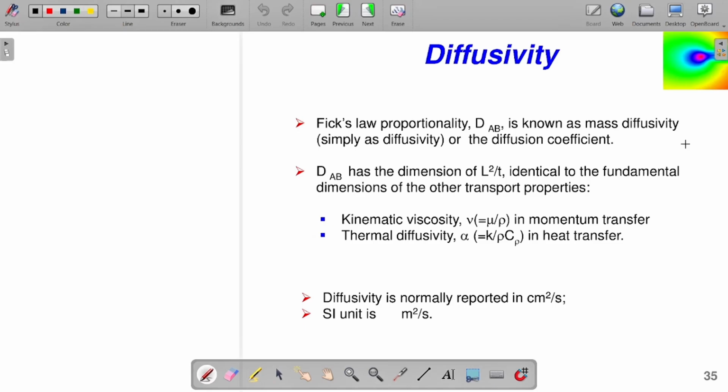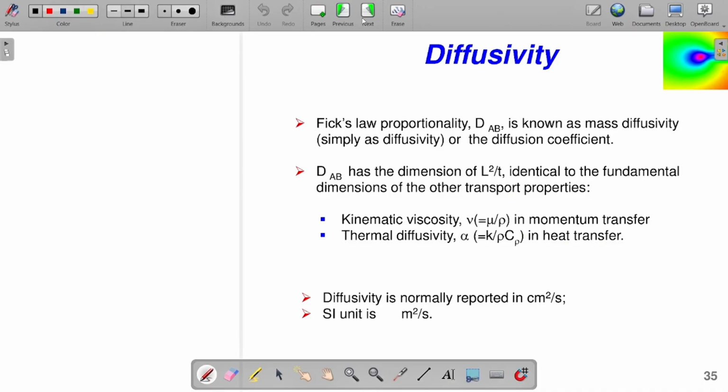Okay, so right now let's look at diffusivity, where we'll be talking about Fick's first law. The unit of diffusivity is meter squared per second. You should know the thermal diffusivity, which is in heat transfer. Then for momentum transfer, you talk about the kinematic viscosity. In terms of mass transfer, you're talking about the diffusivity.